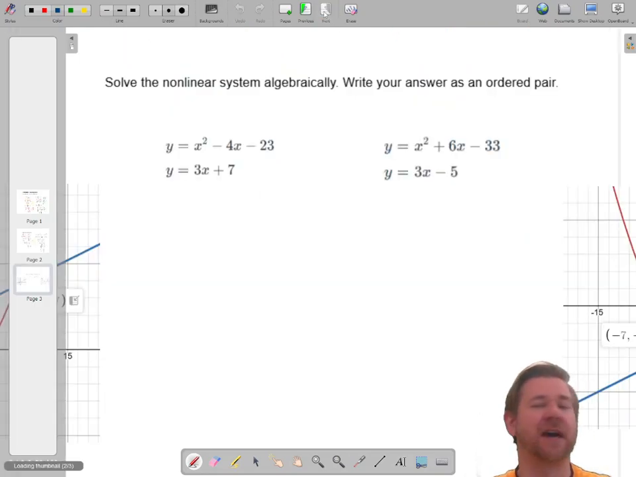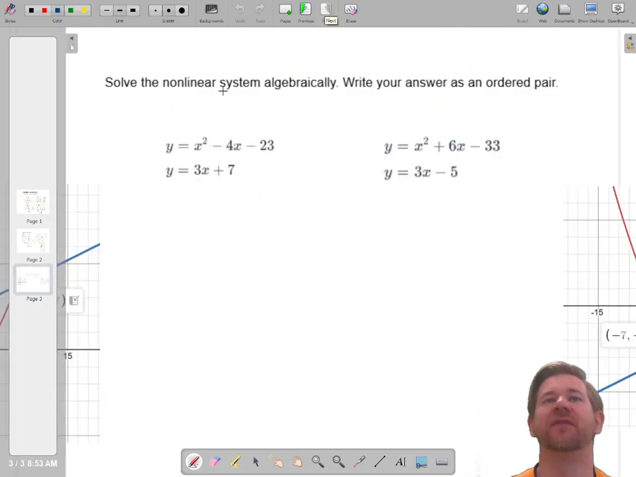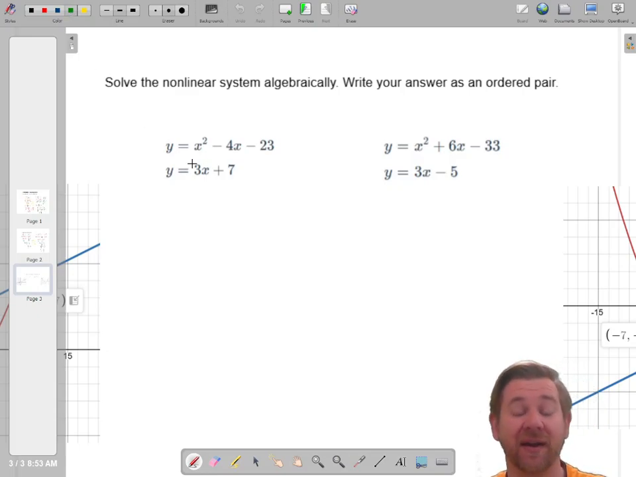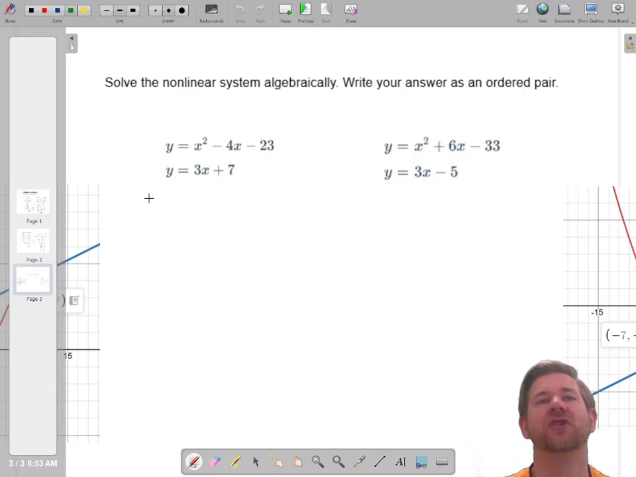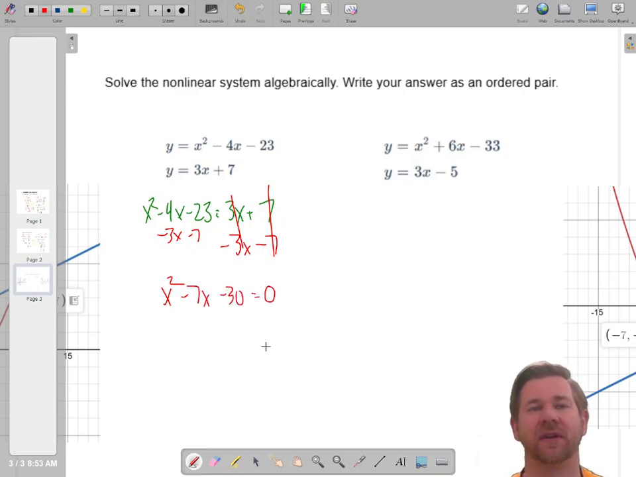But these last couple, we're going to actually solve a quadratic. So if it says solve the nonlinear system algebraically, I want your answer to be an ordered pair, and we might end up with more than one answer. So we're going to set them equal to each other. And then we're going to get everything on one side. So I'll subtract 3x and subtract 7 in one step. So x squared minus 7x minus 30 equals 0.